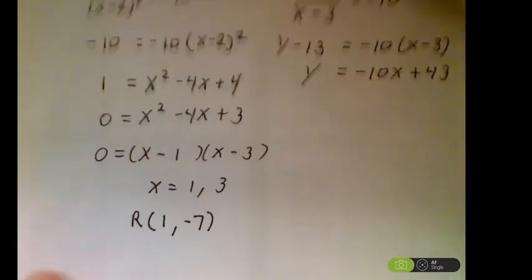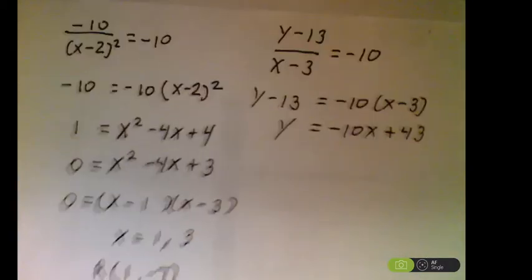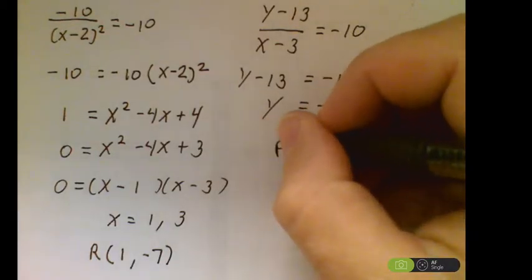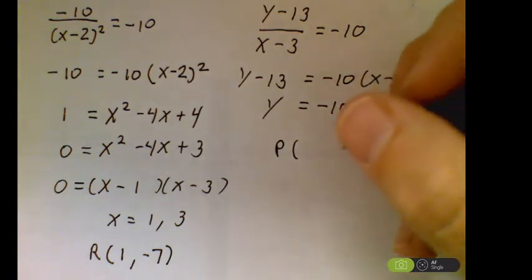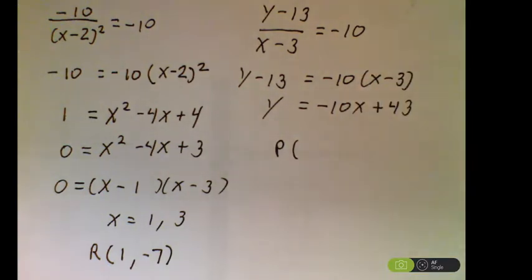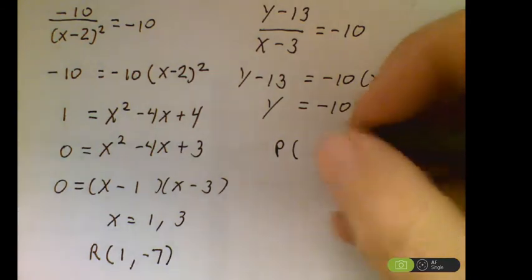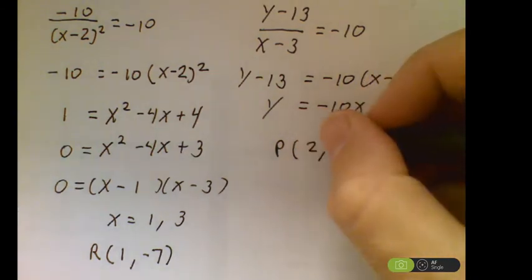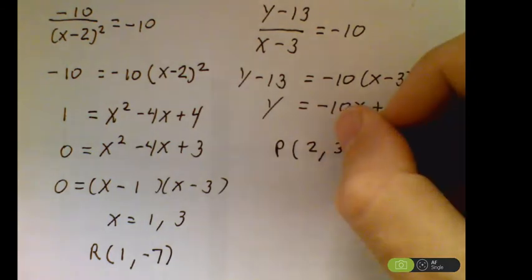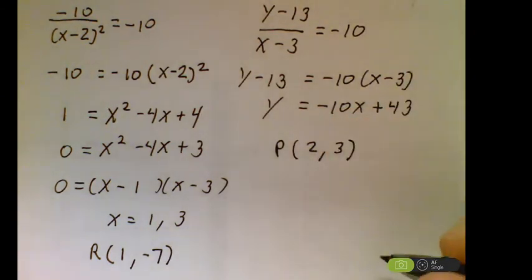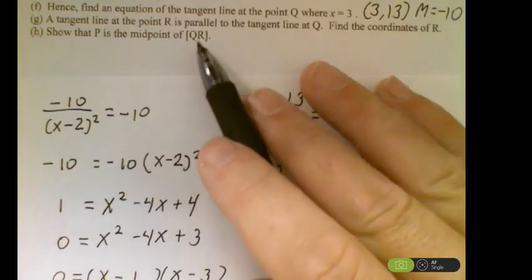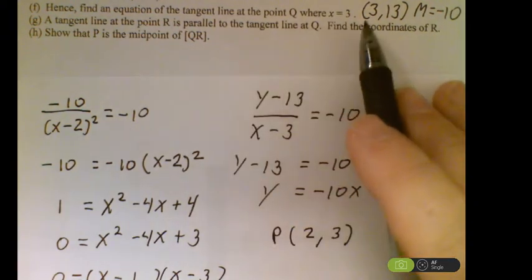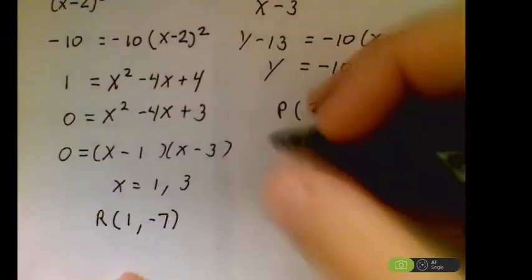So the last part of this, part H, says show that P is the midpoint of QR. A couple of reminders: we had point P earlier on, which we found in part C, and that was the coordinates 2, 3. Remember, that was where the asymptotes intersected. So we've got point P, we've got point R down here. We're also involving point Q, so let's write that one down. We've got 3, 13 for point Q.